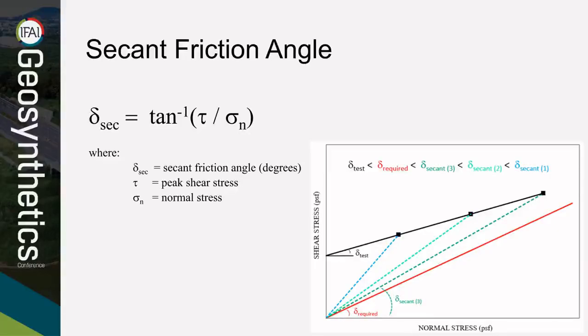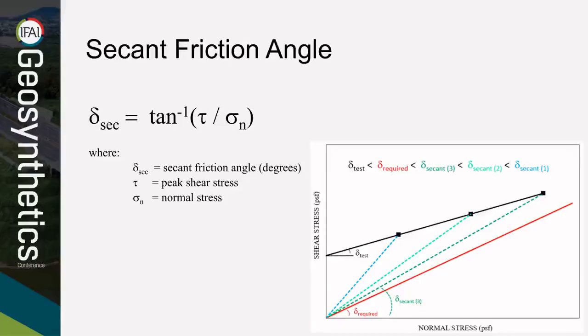It is the angle of a line drawn from a data point on the shear stress versus normal stress graph to the origin and can be calculated with the equation: secant friction angle is equal to the inverse tangent of the shear stress divided by normal stress.